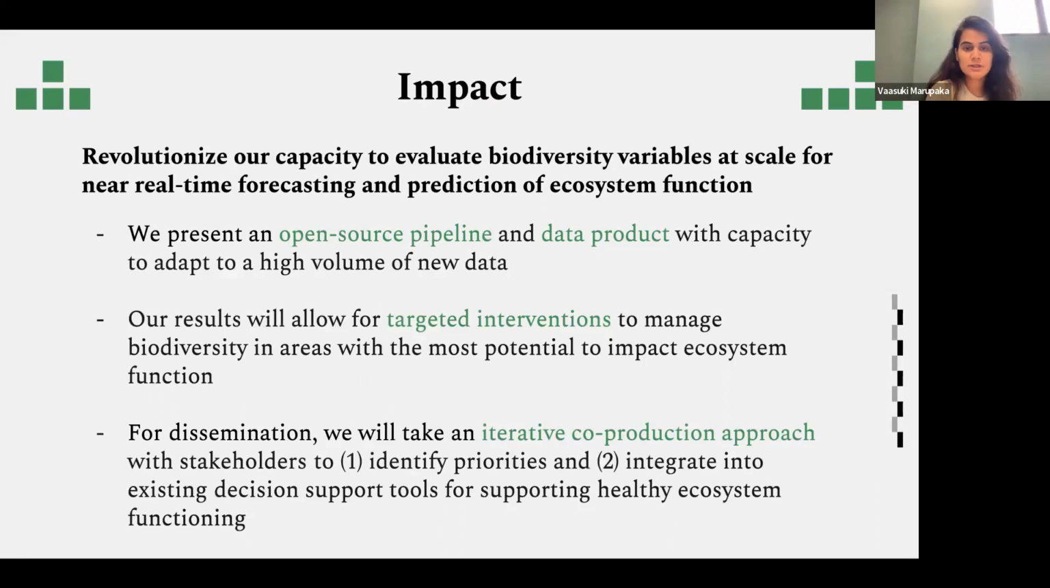Overall, the idea behind these research questions is to come up with an open source data pipeline and the building of a data product that can serve as a base for several other research questions. And our results will also allow for targeted interventions to manage biodiversity in areas with the most potential impact on this ecosystem function. From a dissemination point of view, it allows for collaboration across disciplines, enabling transdisciplinary collaboration, involving stakeholders to identify priorities and integrate into existing decision support to make policies.